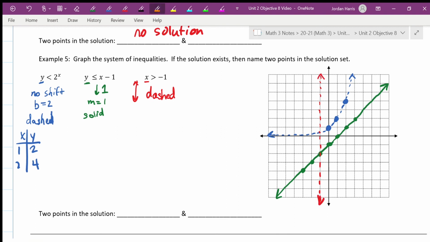Okay. And now we look at the shading. Where do these overlap? So I am below my exponential. So wherever you have a point, just move down. That would be where you're shading. I'm below my line.